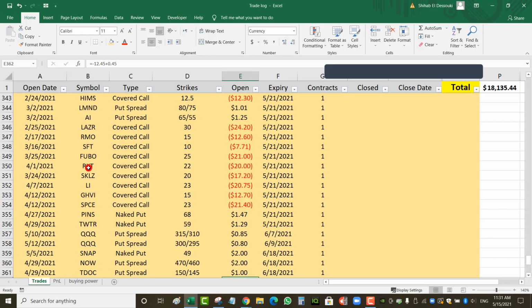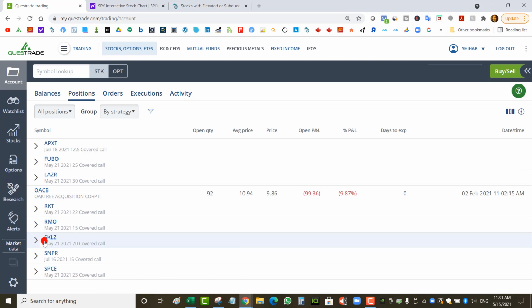And actually, let's see what my cost is. My cost is $12.60. So I'm just gonna keep selling covered calls until it comes back up. That's all I could do.